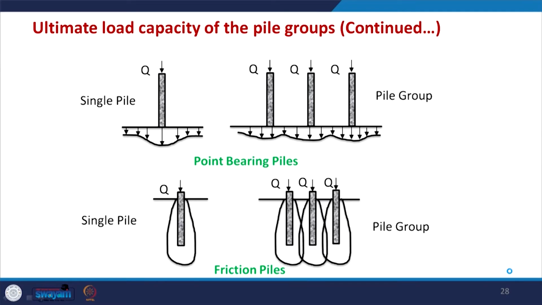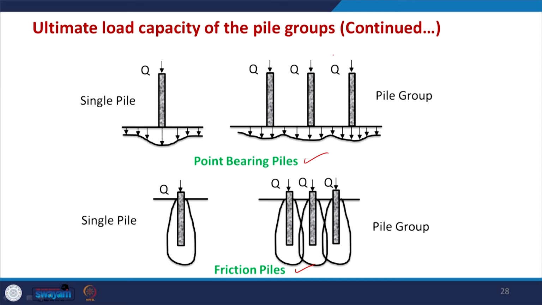Now, continuing with the ultimate load capacity of pile groups, in this figure there are two cases. One is point bearing piles, where most of the load is transferred through point bearing action, and the other is friction piles. In both cases a single pile and a pile group are compared. For point bearing action, Q is the load coming from the top of the pile and it is transferred through point bearing, and the maximum load is transferred just below the pile tip. While in the pile group, again Q is the load carried by a single pile.